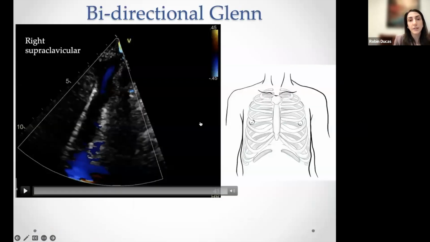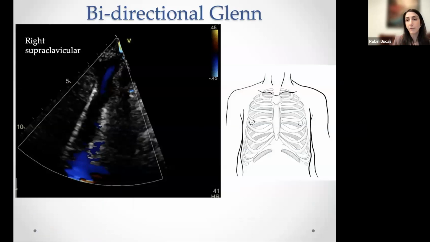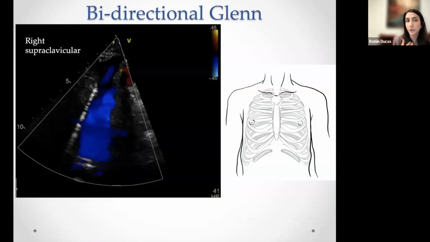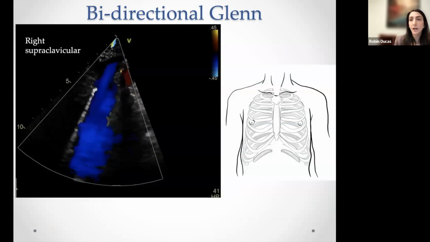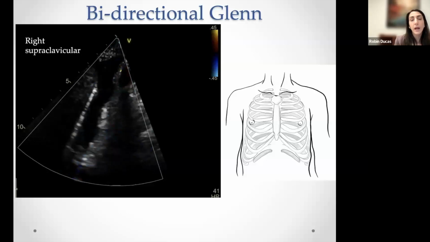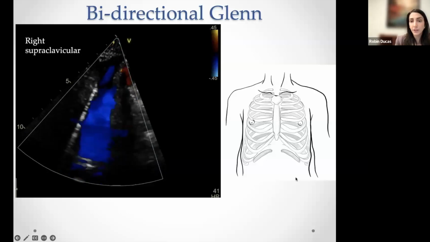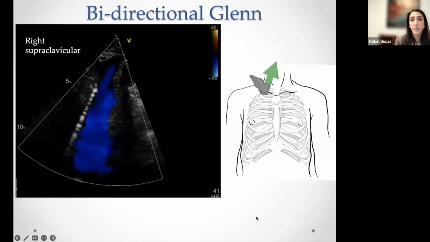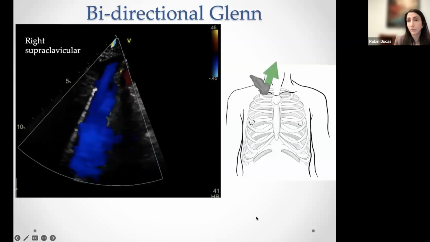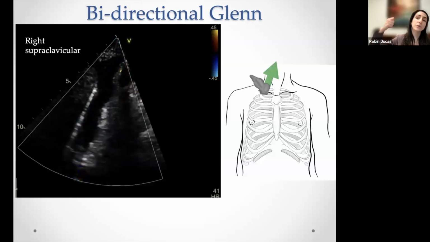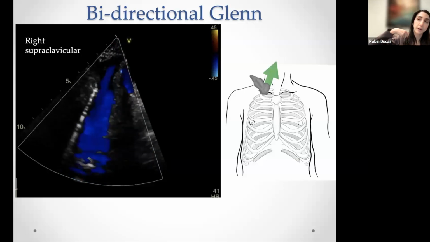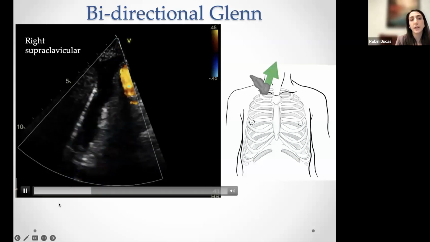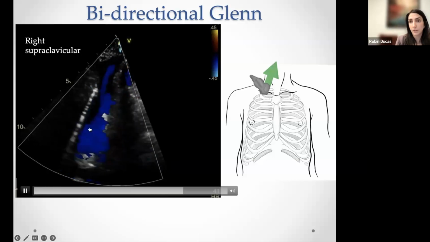And when we're imaging this, sometimes some off-axis views can be helpful, but what we like to see when evaluating a Glenn shunt is nice unobstructed venous flow. And the best view I've found for this, assuming it's a right-sided SVC, is the right supraclavicular view. So this is where you take your transducer and you put it right into the right clavicle area. And then as your color flow gets turned down, you should try to see this nice unobstructed venous flow.